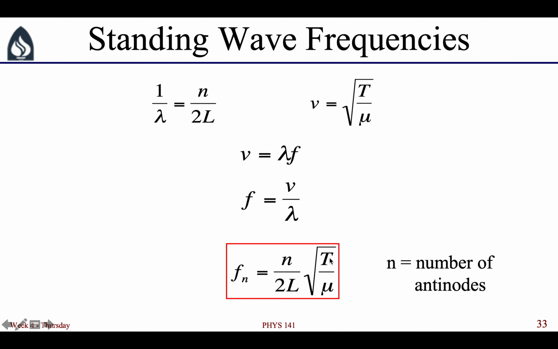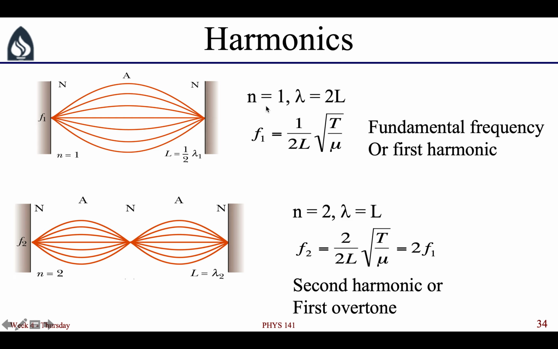The first standing wave pattern, where n is equal to 1, so there is one antinode, this is known as the fundamental frequency, or the first harmonic. So if we calculate the frequency for that particular mode, then that is the fundamental frequency.